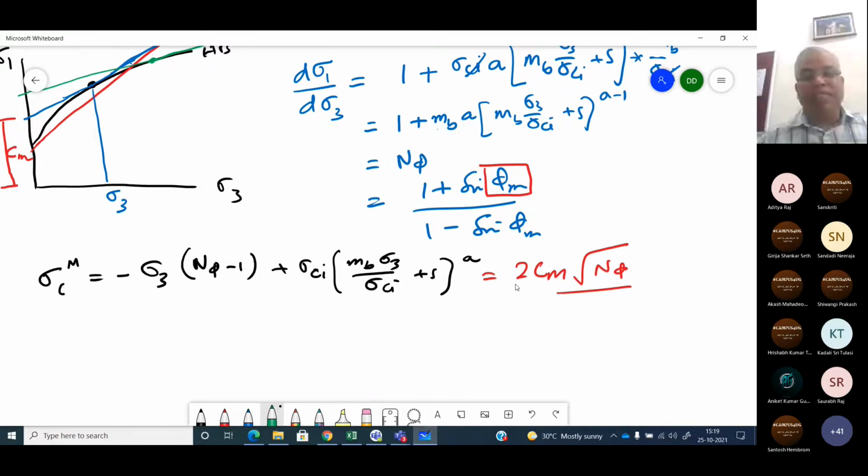So this is equal to this. Now you can find out Cm from here. All are known. You see sigma Ci known, Mb known, S known, A known. Sigma Ci I already told you. N phi will come from that phi m. This phi m will be known, so we will be able to calculate it. Is that clear?